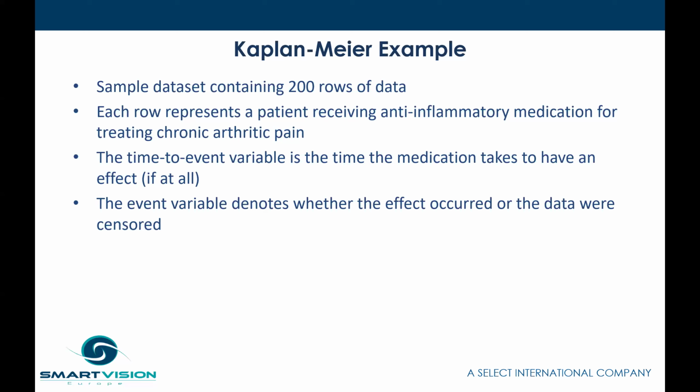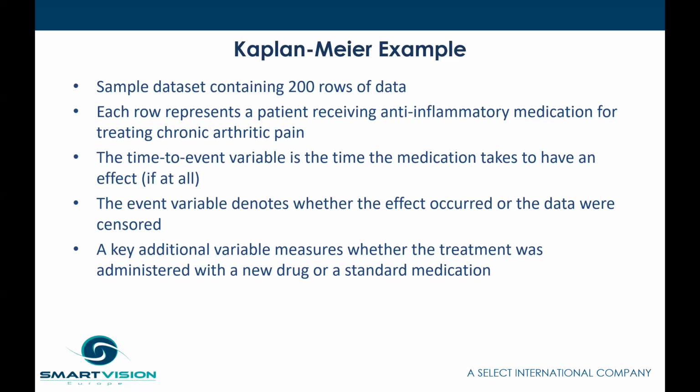We have no idea what units the time to event variable is measured in. Could be minutes, it could be hours, it could be days, it could be months. We don't know. It is, after all, chronic arthritic pain, so it could be months. The event variable denotes whether or not the event occurred or the data were censored. And a key additional variable measures whether or not the treatment was administered with a new drug or a standard medication.